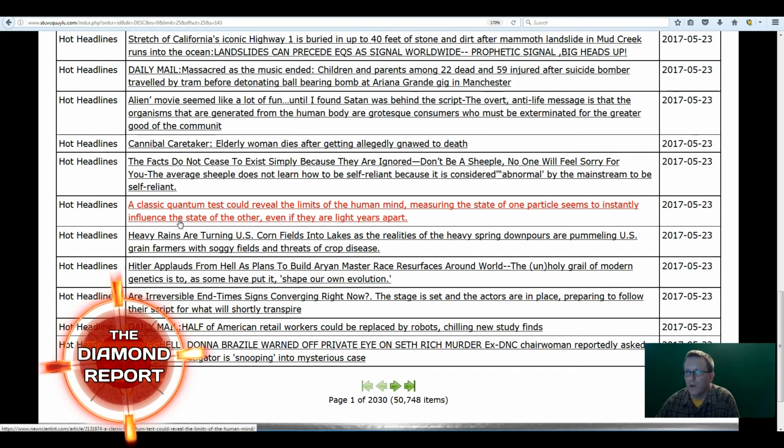The classic quantum test could reveal the limits of the human mind. Measuring the state of one particle seems to instantly influence the state of the other, even if they're light years apart. That's on newscientist.com. On Survival Dan 101, the facts do not cease to exist simply because they're ignored.